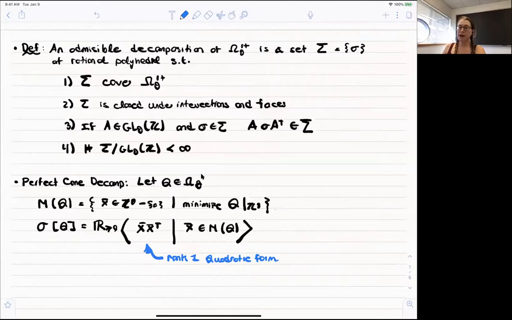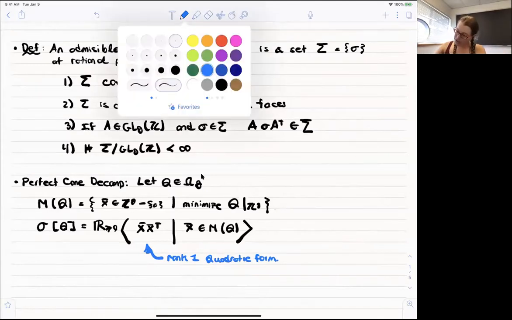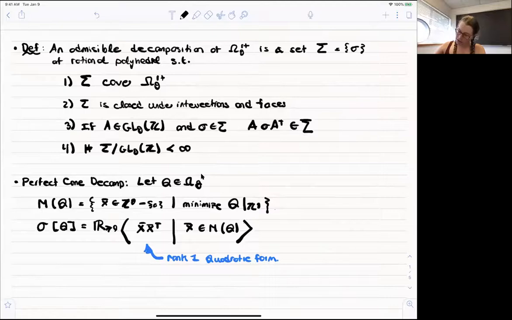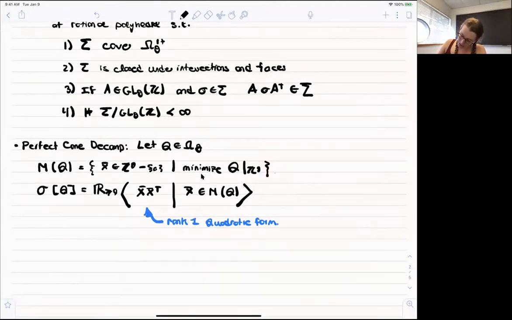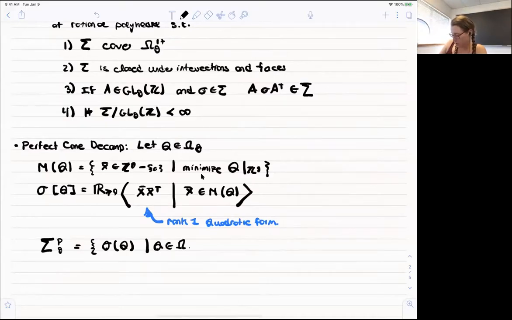Okay, and finally, the actual decomposition, the set of all such cones, is going to be my admissible decomposition. So sigma p lower g is going to be the set of sigma q as we run over all positive definite quadratic forms. So this is an infinite collection of cones, but I claim that up to the action of GL_g(Z), it's finite, and it also satisfies all these other nice properties. And this turns out to be something that's quite classical.